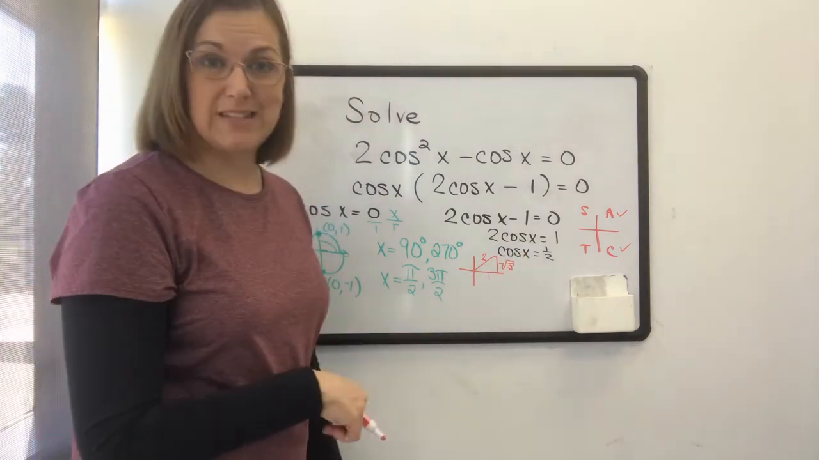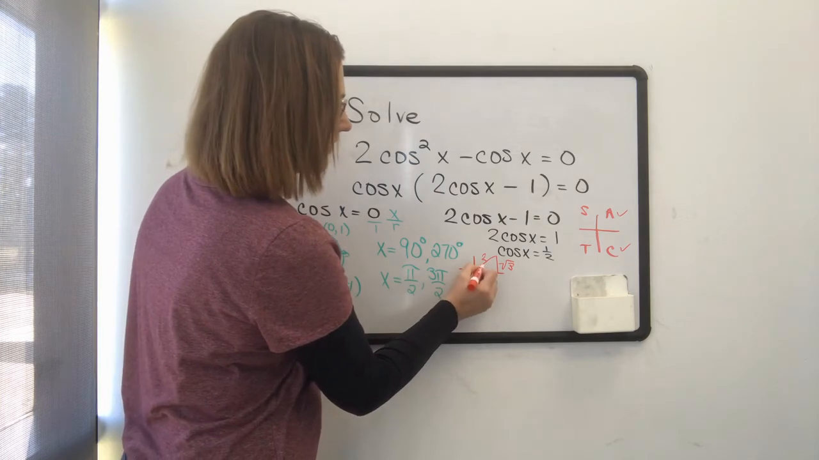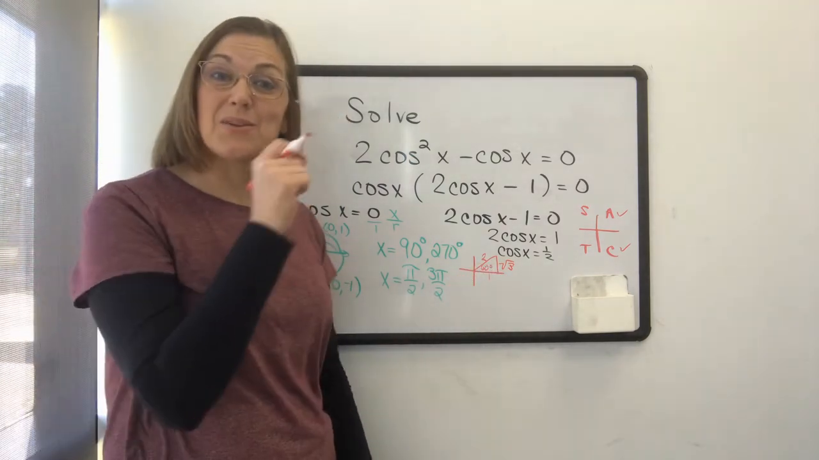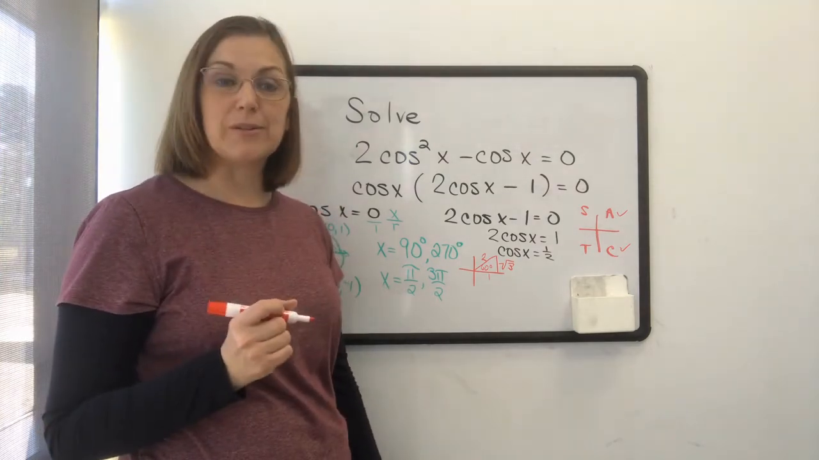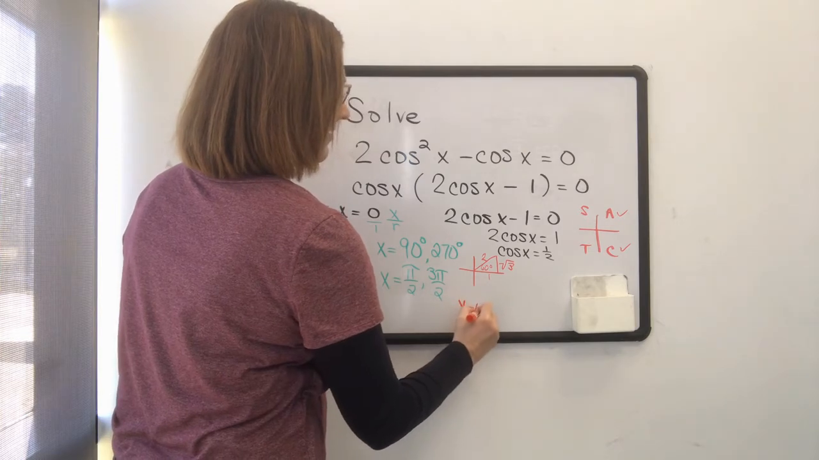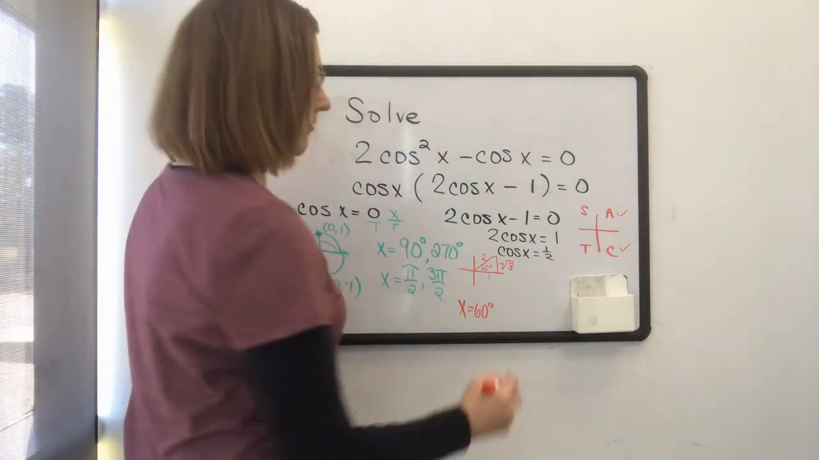So what's your reference angle? Your reference angle is opposite of the square root of 3, which has to be 60. Now the good news is in quadrant 1, the reference angle equals the angle, so we know 60 is one of our answers here. I'm going to write it down here. Okay? Now we need to do the same thing but for quadrant 4.